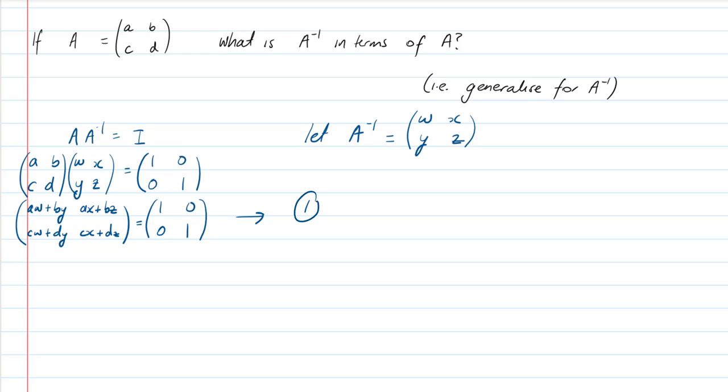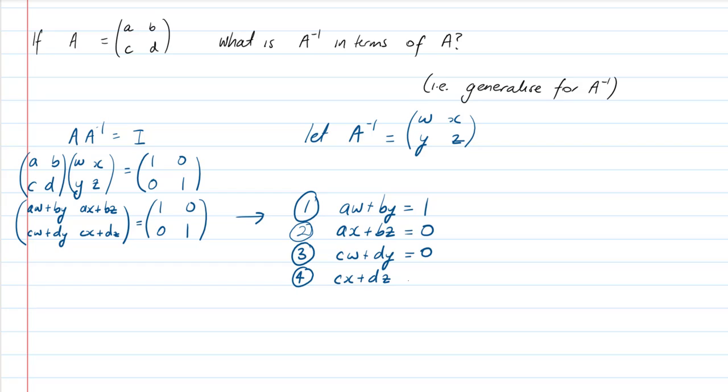So I know this. Equation 1: aw plus by equals 1. Equation 2: ax plus bz is equal to 0. Equation 3: cw plus dy is equal to 0. And then equation 4: cx plus dz is equal to 1. Now, this leads to some opportunities to do some substituting and solving. So this is going to be my approach to this.